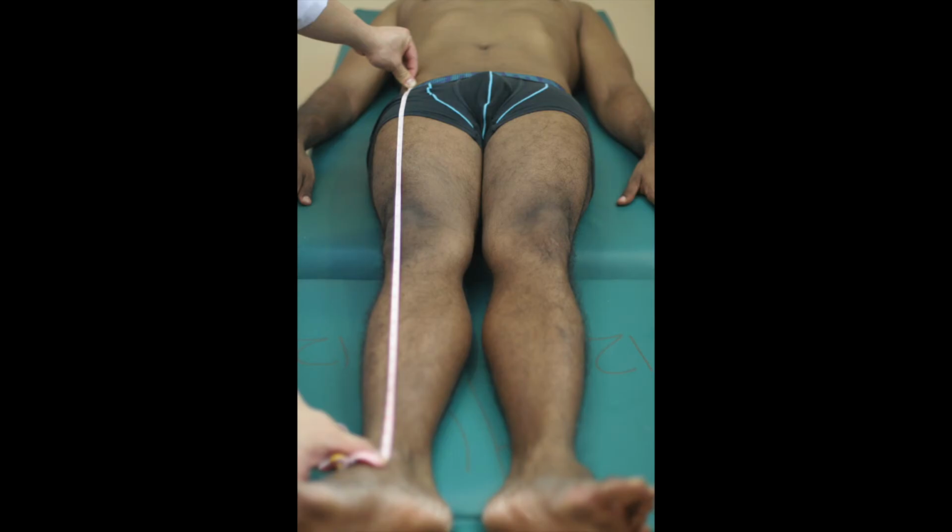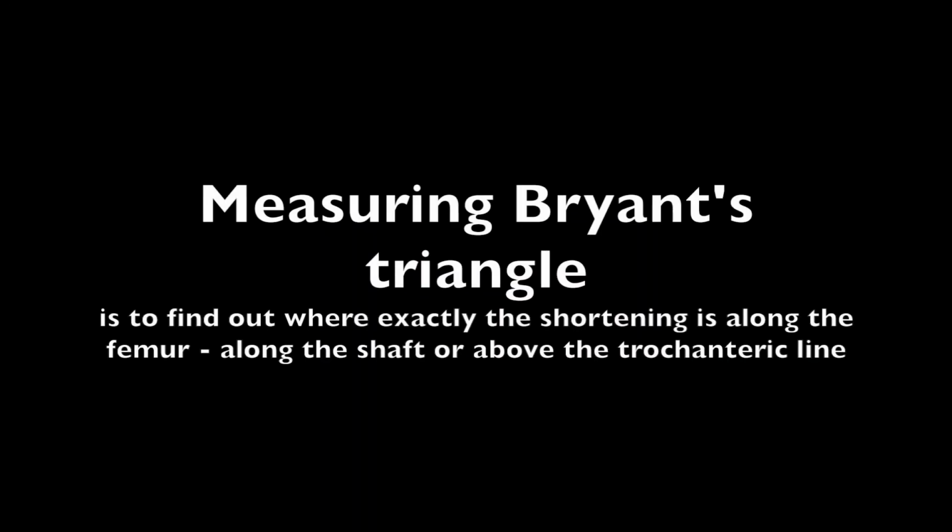To measure the true limb length for the femur, measure from ASIS to the medial joint line of the knee. To measure the true limb length for the tibia, measure from the medial joint line of the knee to the medial malleolus.